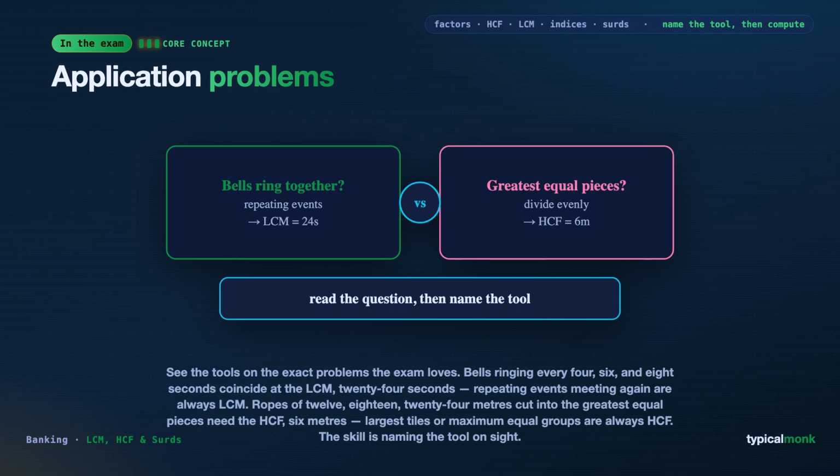So the takeaway, bells or lights or runners meeting again, is always LCM. Cutting into the greatest equal pieces or forming the maximum equal groups is always HCF. And the skill that scores is reading the question and naming the right tool at once.